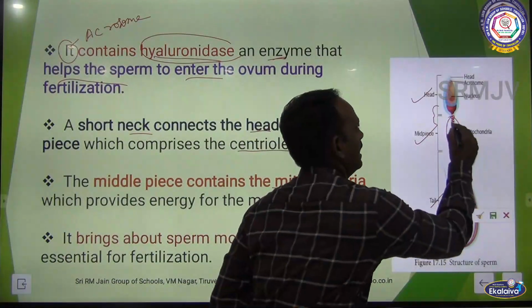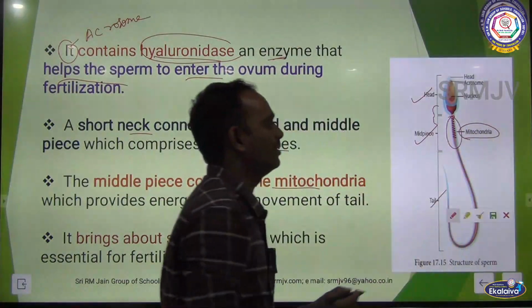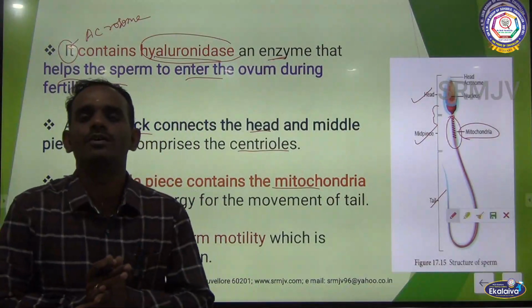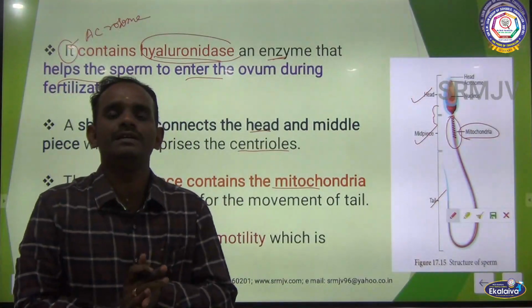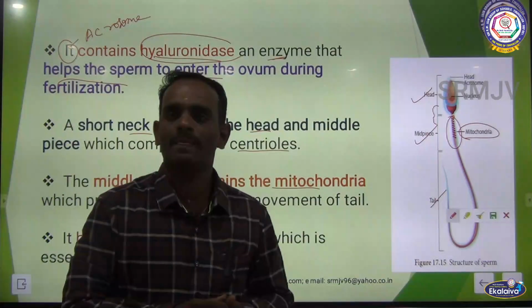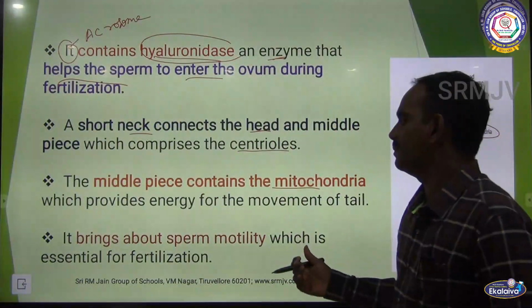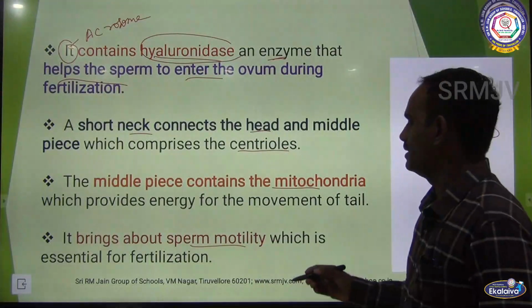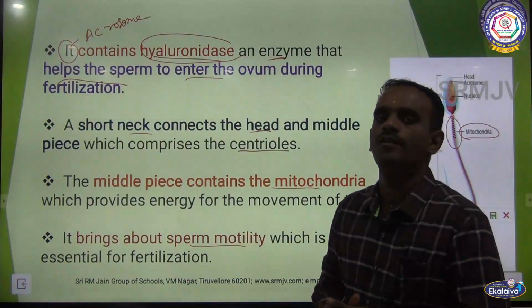See here, in the middle piece the mitochondria is there. Inside that mitochondria the energy ATP is present. It is very essential for the movement of the tail. Okay. It brings about sperm motility, which is essential for fertilization.